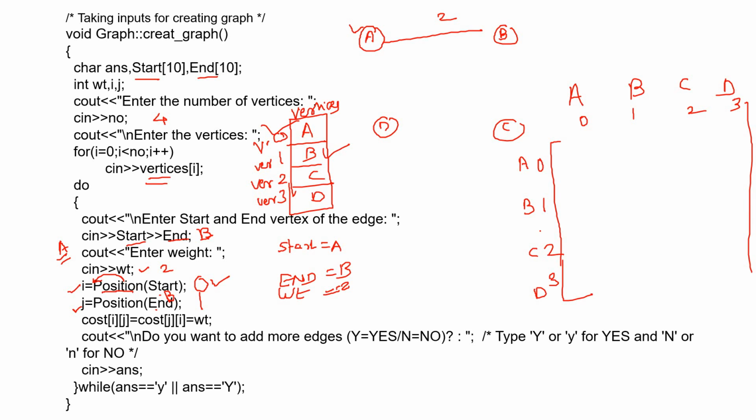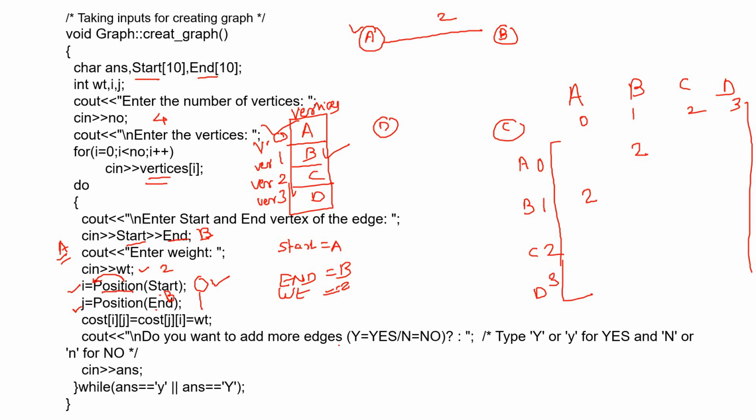Okay. Now what will happen? It will store at I position 0, J position 1: cost of 01 is equal to cost of 10, equal to weight. So 01 is 2, the weight is 2, and 10 is also 2. Okay, so this is the first one.